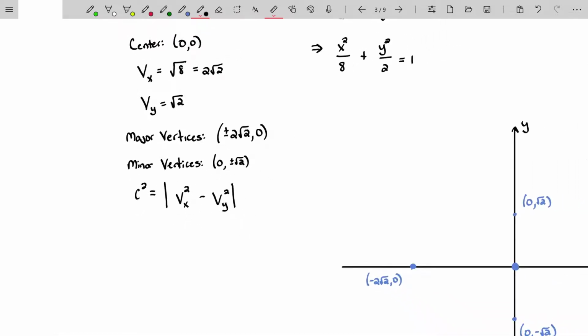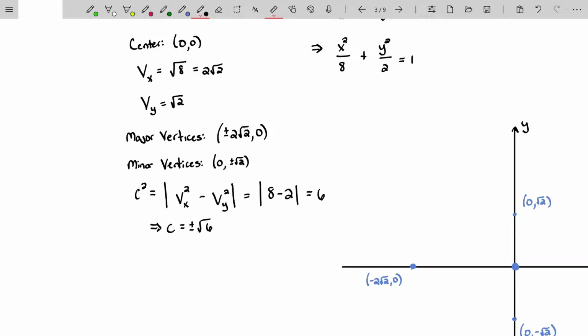So let's see, this is going to be the distance between those two squared. So that's going to be technically just a difference between those denominators. So 8 minus 2, which is 6. And then remember, that's what c squared is. So that implies that c is equal to plus or minus root 6.